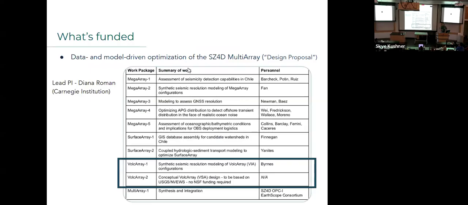So in addition, there's a new effort that's been funded, what we call the design proposal. For volcano arrays, this is focused on some simulation sort of study. Basically trying to optimize the design of these networks, come up with some defensible measures of how precisely we can measure certain things given certain kinds of instrumentation and so on. And this will inform the final design of that.